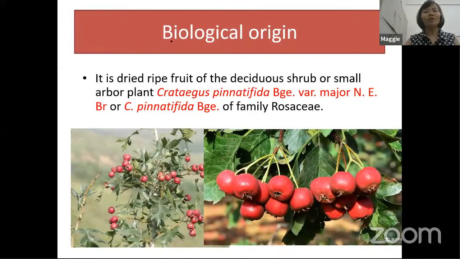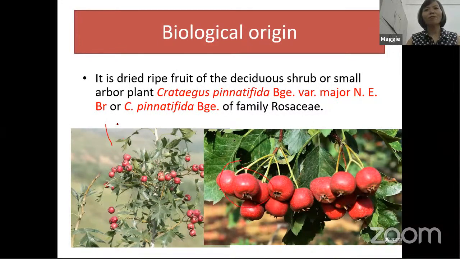So now we'll introduce the biological origin. The drug is the dry ripe fruit of the deciduous shrub or small arbor plant, Crataegus pinnatifida or Crataegus pinnatifida Bge. var. major. Look at the left picture. This plant is a variant of the right plant.